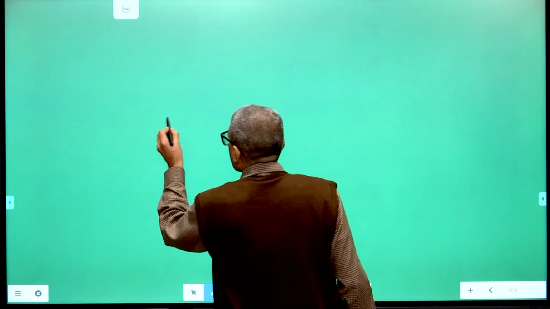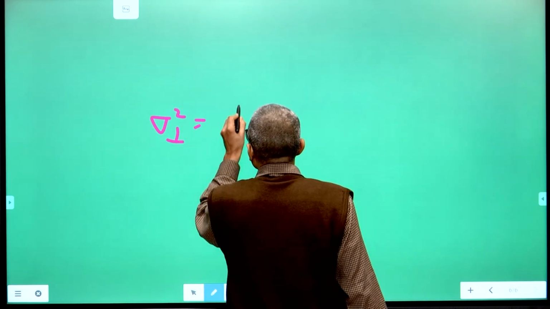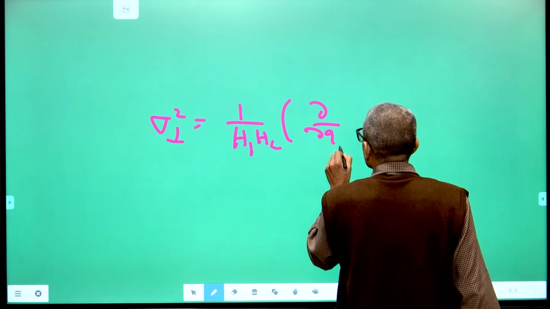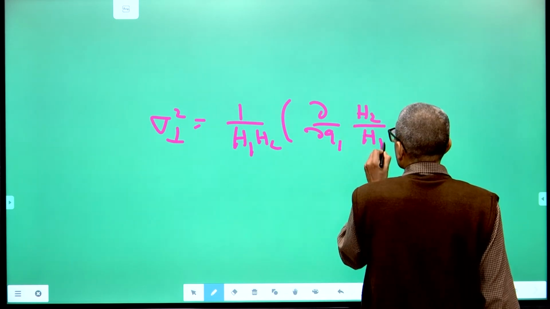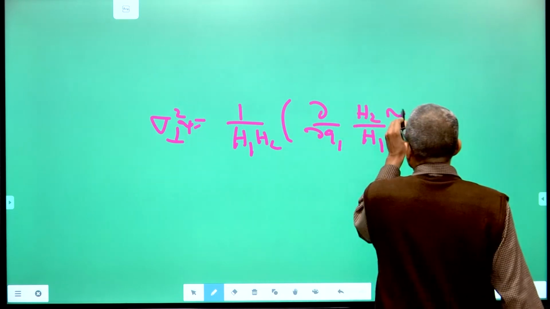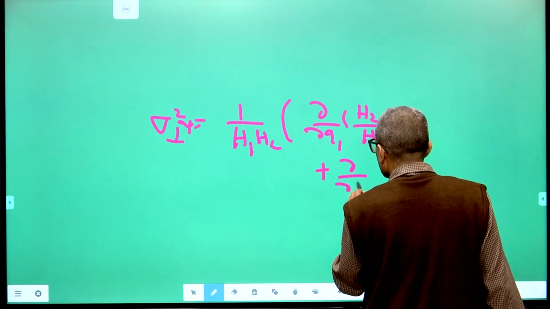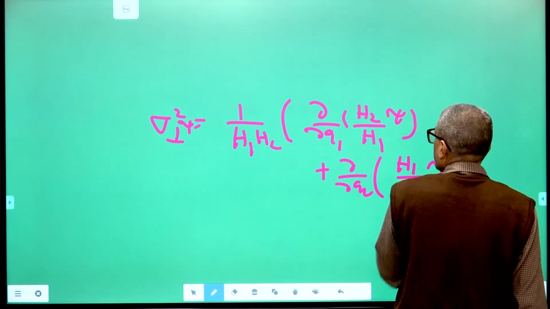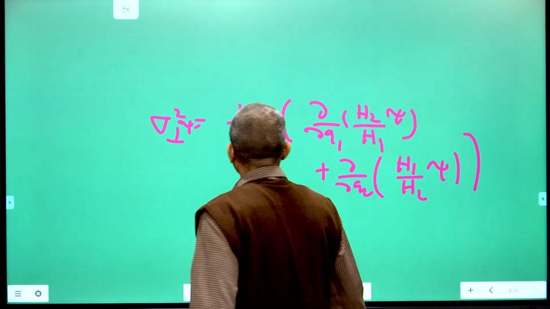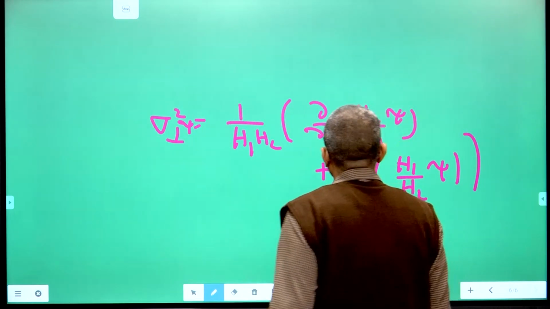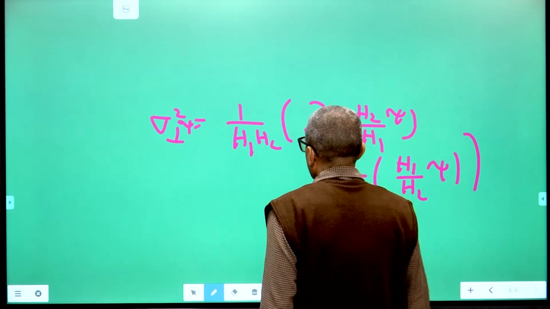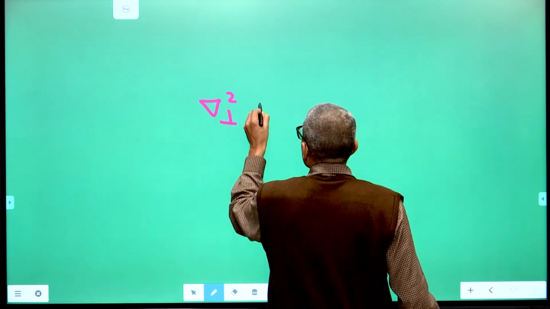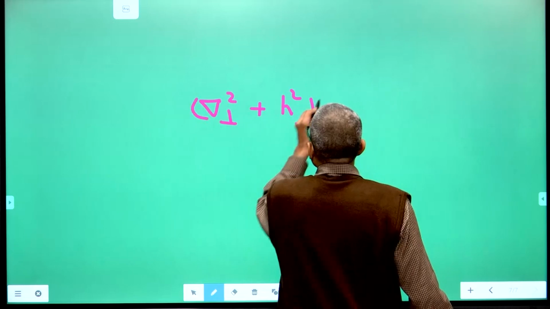where del perpendicular squared is the Laplacian. So it will be 1 by h1h2 times [∂/∂q1 (h2/h1 ∂ψ/∂q1) plus ∂/∂q2 (h1/h2 ∂ψ/∂q2)], acting on any function ψ, where ψ is any function of q1 and q2. This is the formula for the Laplacian in the orthogonal curvilinear coordinate system. So your Ez and Hz now satisfy a very simple equation, namely del perpendicular squared in the curvilinear system plus h squared acting on Ez is 0.